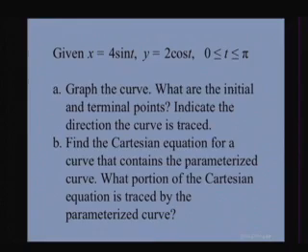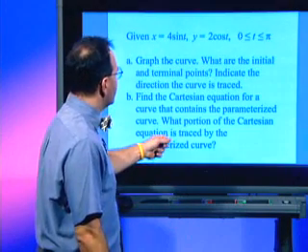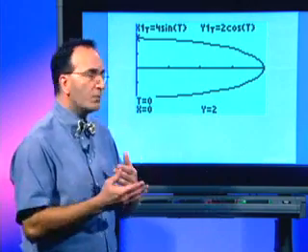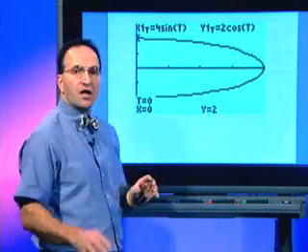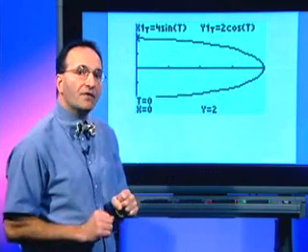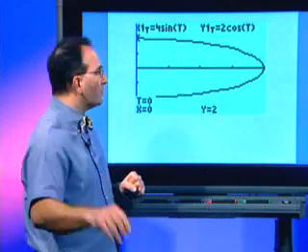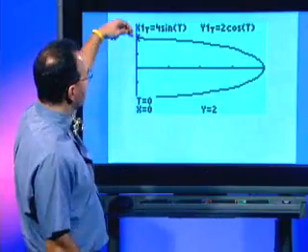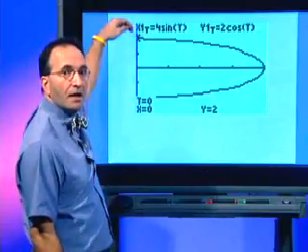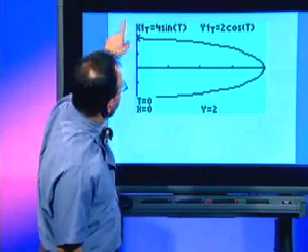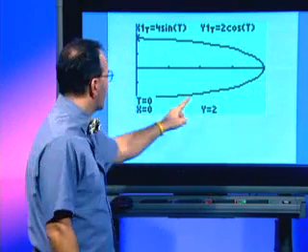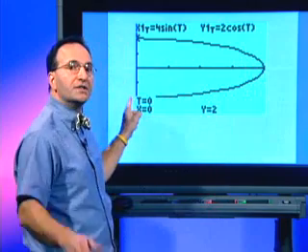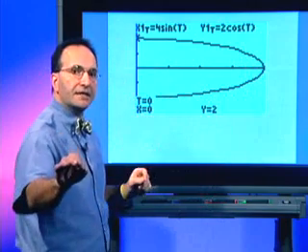Okay, so once again, we turn to our graphing calculator, where we see that this is the curve, which shows us the right-hand side of the ellipse. Now, the initial point is up here at (0, 2). And it gets traced in this direction all the way to the terminal point, which is (0, -2).